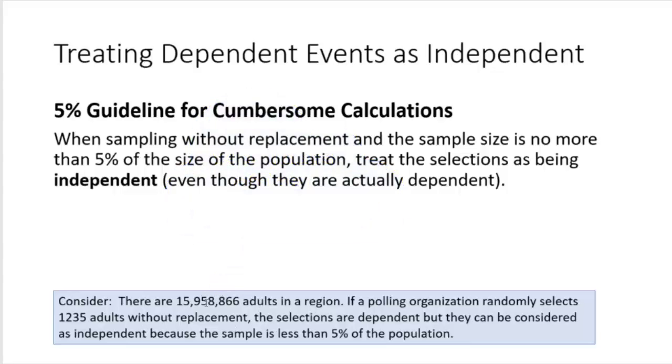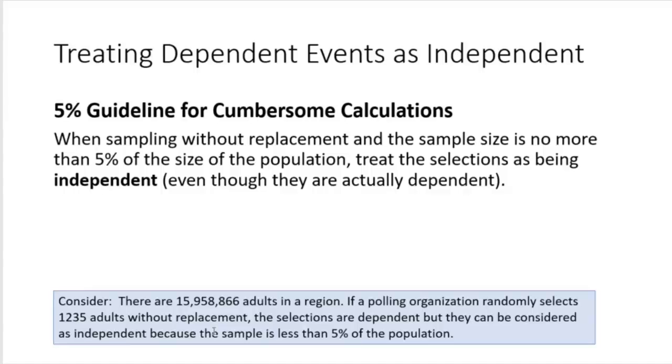But the chances of the second one getting picked are out of 15,958,865. And even here, when we start looking at these results, if you asked what are the chances that an adult says something, then we start changing things. So anyway, the sample is less than 5% of the population. Because if you round that off and say it was 16 million, then 5% of that population would be about 800,000. And our sample is so much smaller than that. So this is less than 5%, so we would treat it as independent.